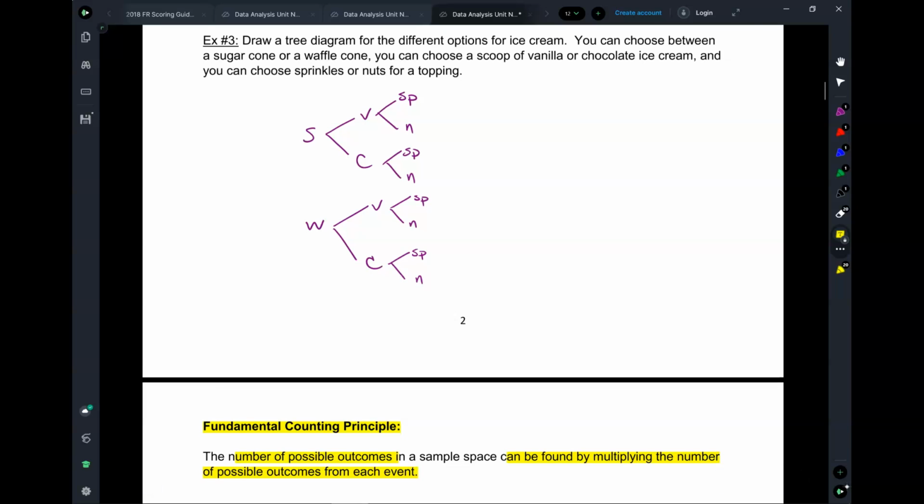You have 2 possibilities, and then 2 possibilities, and then 2 possibilities. And if you multiply 2 times 2 times 2, you get 8, right? That's another way of doing it.